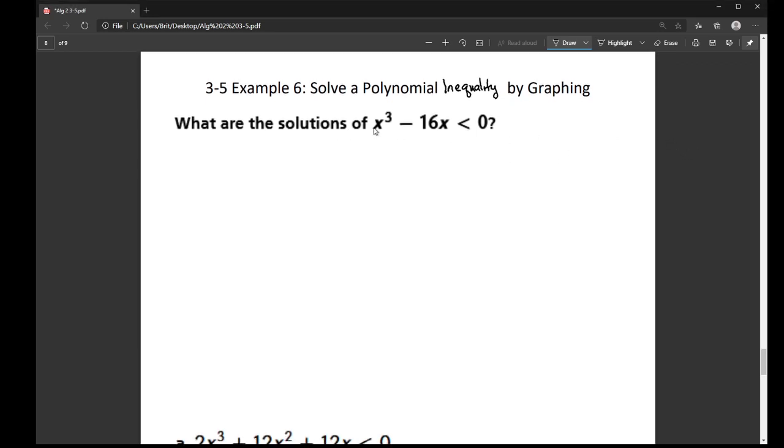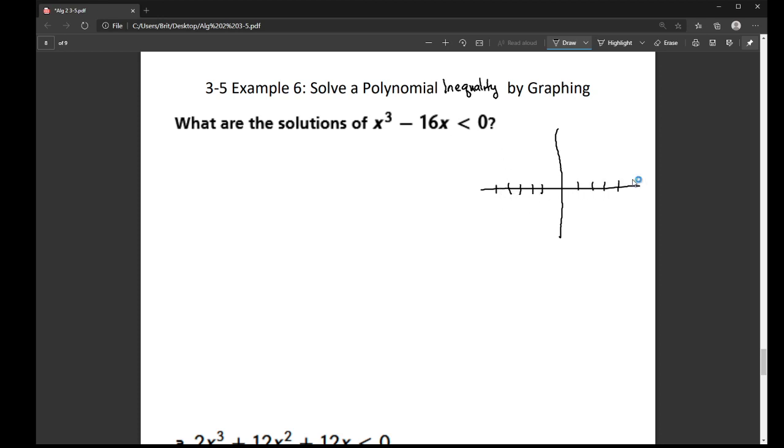So to start out, it says, what are the solutions of x cubed minus 16x is less than 0? So the first thing that we want to do in order to solve this by graphing is we need to put this in factored form so that we can actually graph it.